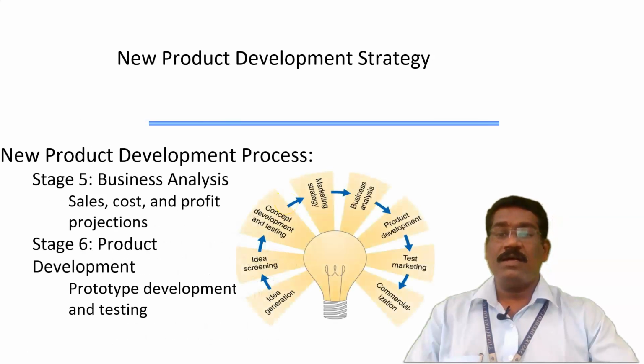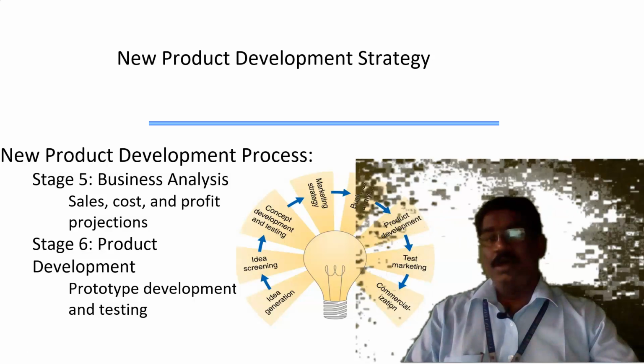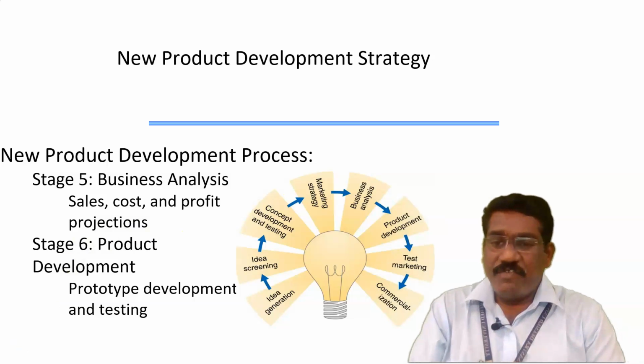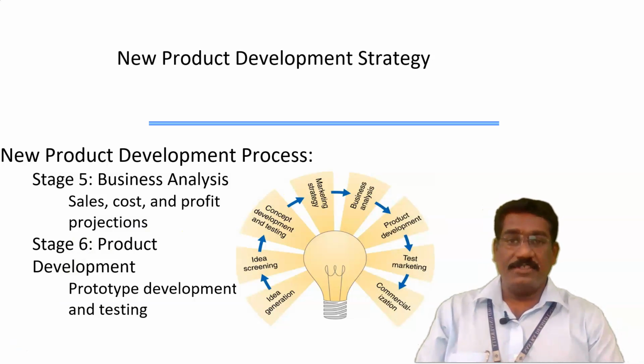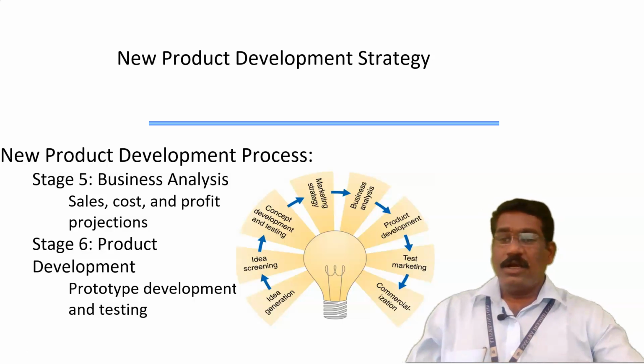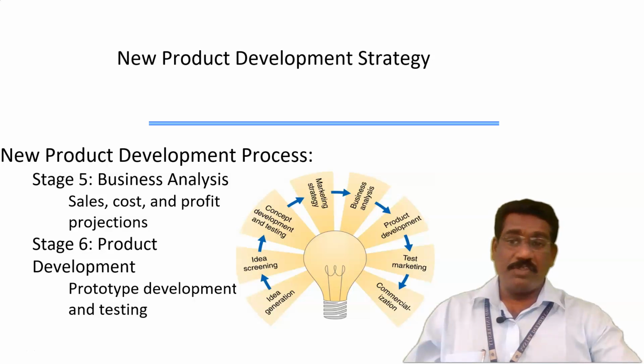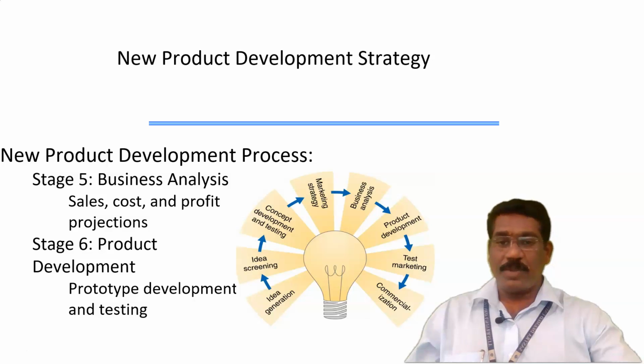Next, in stage 5, the company will be doing business analysis. It means forecasting the sales. So in stage 5 we talk about business analysis. This is about the sales, the cost of the product, and the profit projections, all of which we will be speculating about.